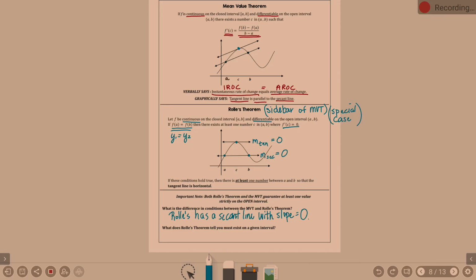Okay, so an extrema must exist. So I'm going to say an extrema, and I'm going to put in parentheses, min/max must exist. And you could say because, what do I want to say? Slope is 0.